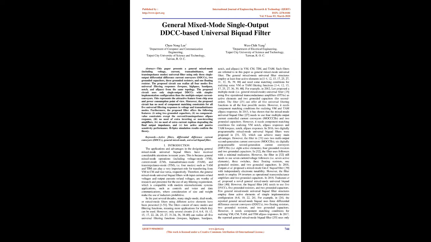This paper presents a general mixed mode, including voltage, current, transadmittance, and transimpedance modes, universal filter using only 3 single output differential difference current conveyors, DDCCs, 2 grounded capacitors, 3 grounded resistors, and 1 floating resistor. The proposed circuit can realize all 4 modes' 5 universal filtering responses: low pass, high pass, band pass, notch, and all pass, from the same topology.